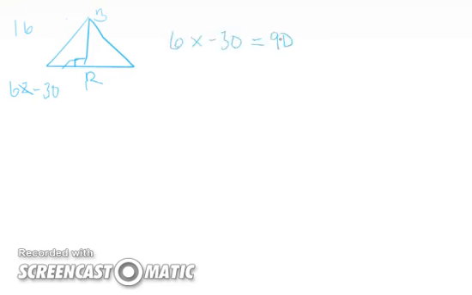Number 16 we did in class, but essentially, I'm going to just sketch the picture real quick. We have BR right here, and the angle it gives us is 6x minus 30. If this is an altitude, that means that's 90 degrees, so we get 6x minus 30 equals 90. We want to solve that, add the 30 over, and we get 6x equals 120, so when we divide, x is going to get 20.